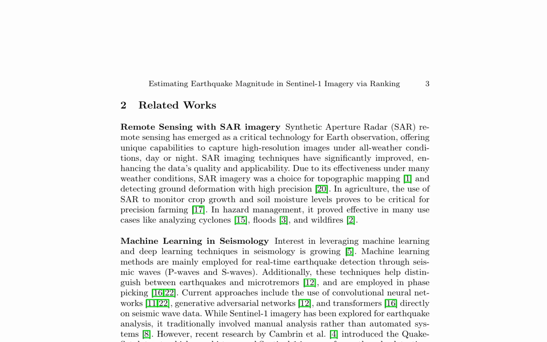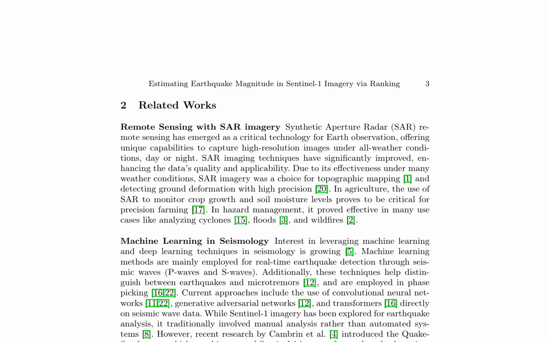In seismology, there is a growing interest in leveraging machine learning and deep learning techniques for real-time earthquake detection, distinguishing between earthquakes and microtremors, and phase picking. Approaches include the use of convolutional neural networks, generative adversarial networks, and transformers directly on seismic wave data. However, Sentinel-1 imagery has traditionally relied on manual analysis for earthquake analysis.